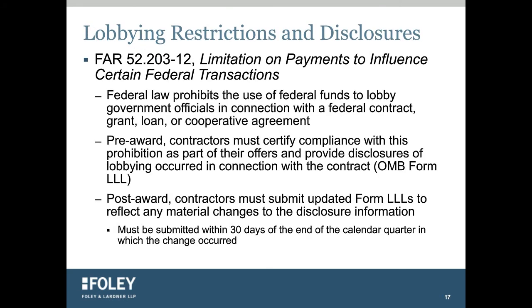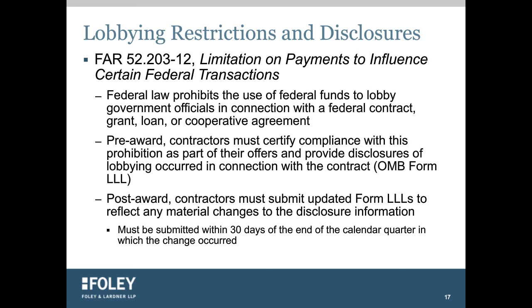Federal law prohibits the use of federal funds to lobby government officials in connection with a federal contract, grant, loan, or cooperative agreement, and lobbying firms are required to register with Congress under the Lobbying Disclosure Act, but the FAR includes some additional disclosure requirements that apply to contractors who hire lobbyists. Before award, as part of your offer, you're required to certify that you haven't used federally appropriated funds to lobby a government official regarding the award of the contract. You're also required to disclose any lobbying paid with non-federal funds that did occur in connection with the contract, and those disclosures are made through an OMB form LLL.